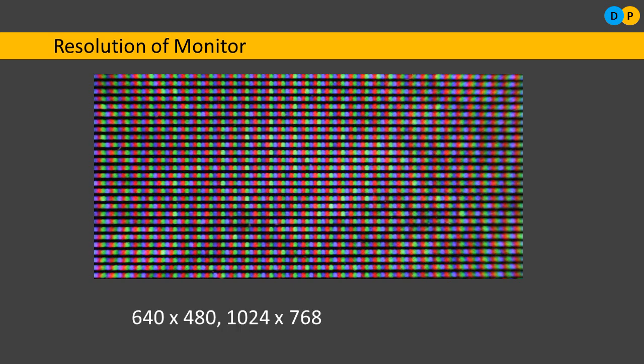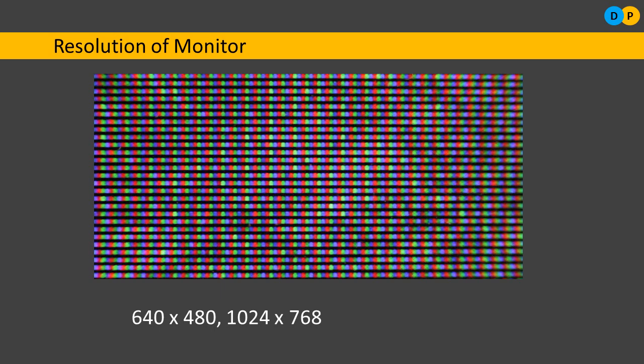Next, what are the different resolutions? Even in your computers, you can set the resolution. The first resolution is 640 by 480. I mean to say, you can place around 640 pixels on the x-axis and 480 pixels on the y-axis. Similarly, 1024 by 768. This is the popular resolution we are going to use.